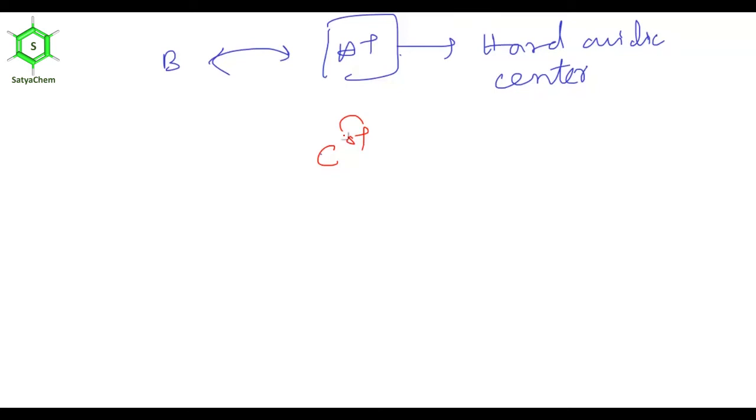positive charge is present on the carbon atom. Delta positive charge, partial positive charge is present on the carbon atom. So positive charge density on the carbon atom is relatively smaller than that of H plus. So we can consider it as a soft acidic center. Clear?